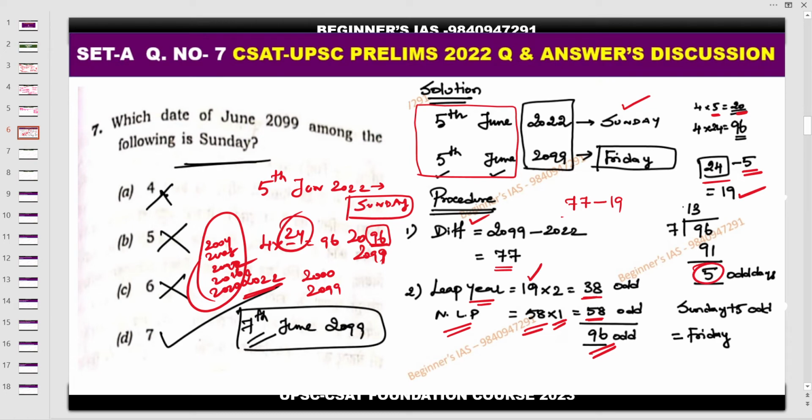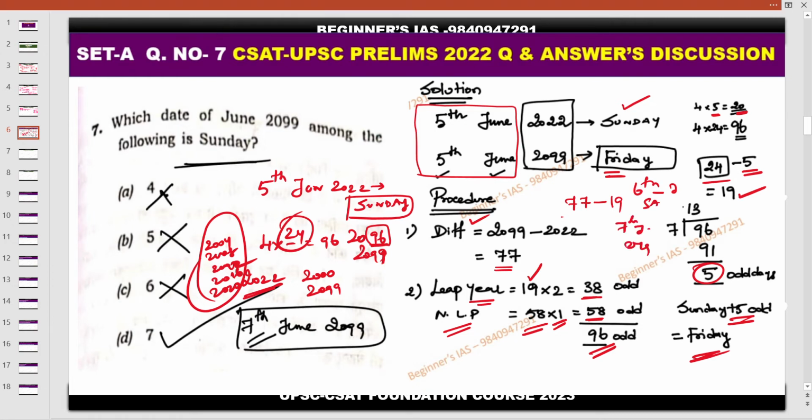So the answer is going to be Sunday plus 5, which is nothing but Friday. 5th June 2099 is Friday. I'm going with the elimination method. So 6th June 2099 is going to be Saturday, and 7th June 2099 is going to be Sunday.